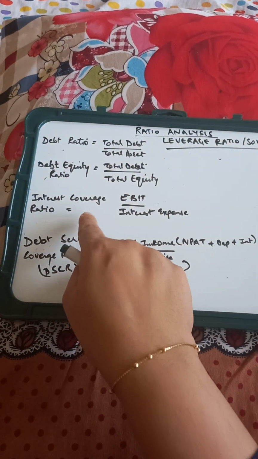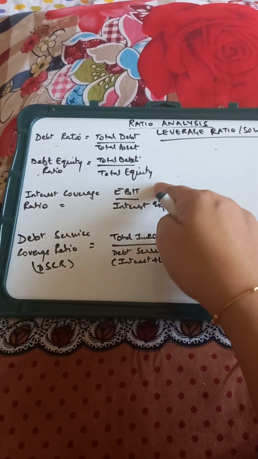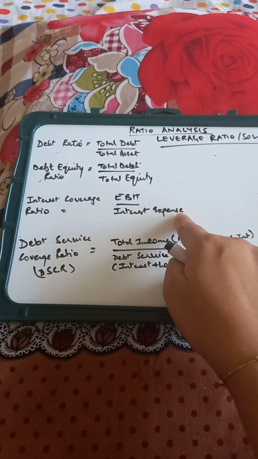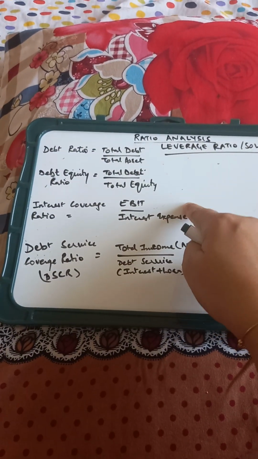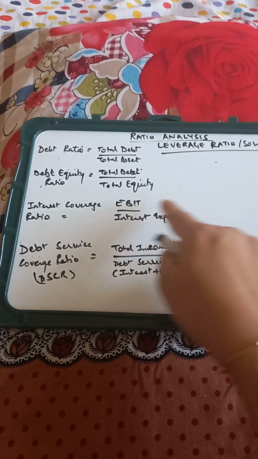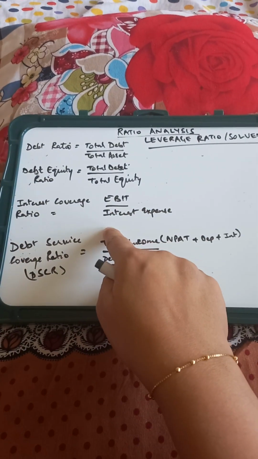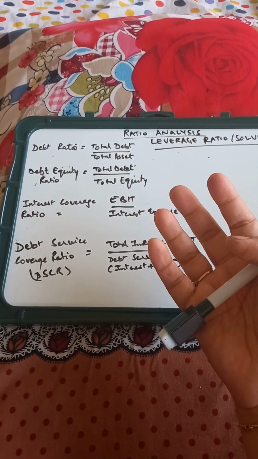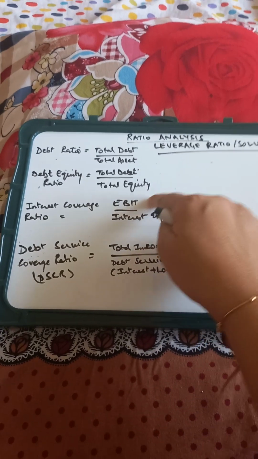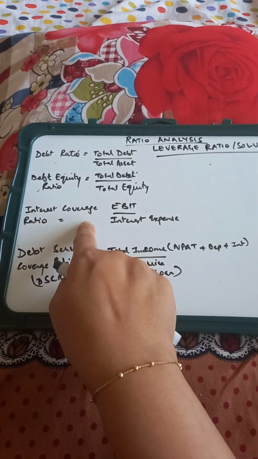Then comes the interest coverage ratio, which is EBIT, that is earnings before interest and tax, which is nothing but the operating profit of the business divided by the interest expense. This ratio tells how well covered the company is. Is the company generating enough operating profit to cover the interest expense? The company has taken a loan, and there is an interest component on that loan, so is the company generating enough operating profits to cover this interest expense? That tells us the interest coverage ratio.